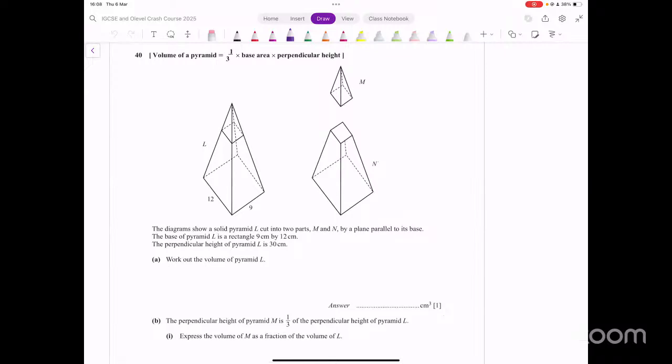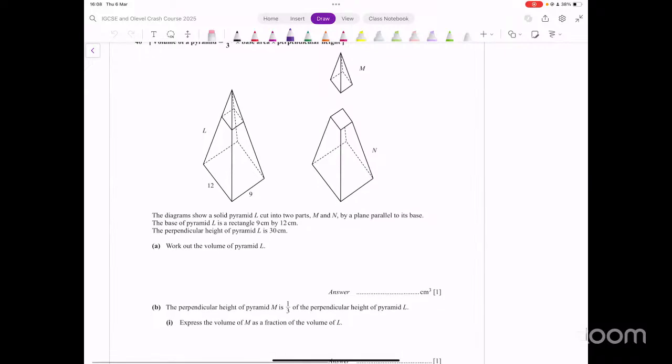It's that frustum that we talked about, right? It says the diagram shows a solid pyramid L cut into two parts. The base of pyramid L, the first one, is a rectangle 9 centimeters by 12 centimeters. This base, it's a rectangle. The perpendicular height of pyramid L is 30 centimeters. Work out the volume of pyramid L. This whole pyramid, work out the volume of this.